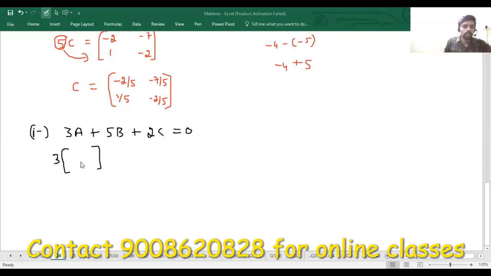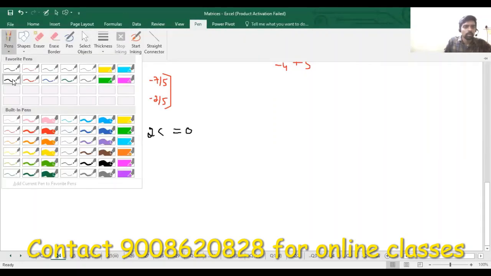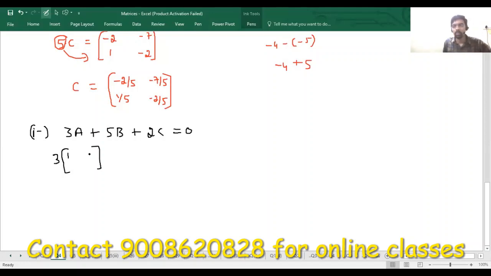Yeah. 1, minus 3, minus 4, minus 1. This is the value of a, plus 5 into the B matrix. What is the B matrix? 3, 4, minus 5, 1. Plus 2c, we should write 2c as it is, because in all the questions we need to find out the value of c, correct? And 0. So now, guys, we need to multiply this.